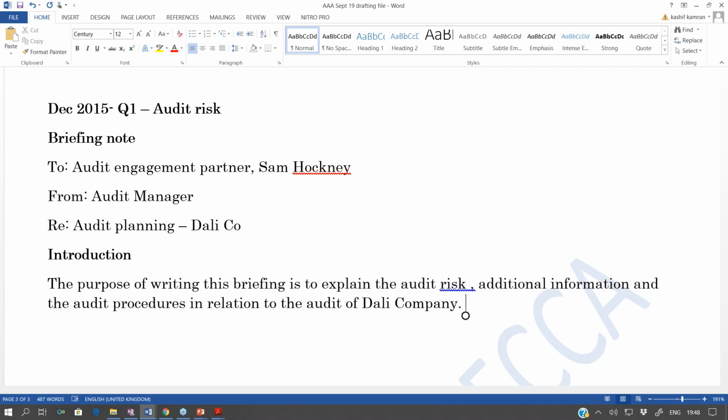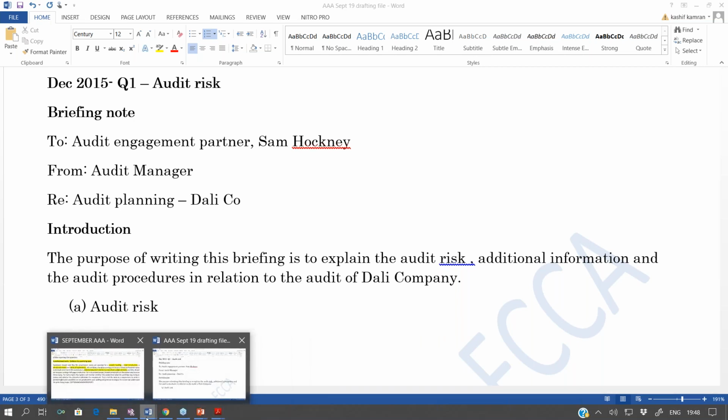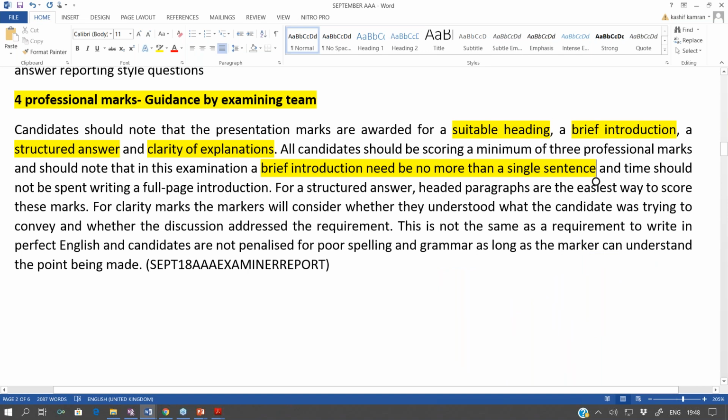After the introduction, I should do my first requirement A, and my first requirement A is audit risk. The examiner was saying in the report: suitable heading, brief introduction, structured answer. Structured answer means A, B, C, D. So what is the first structure of the answer? Audit risk, right? So I should start first from audit risk. And then the more important thing is the clarity of explanation, which I am about to guide you.